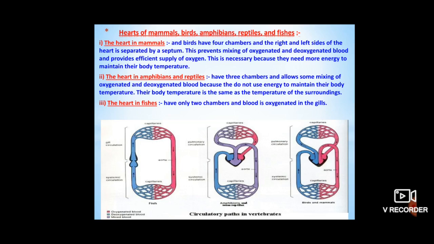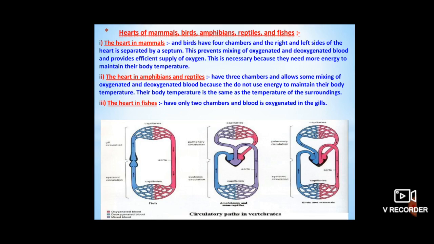Same like that, mammals and birds also have four chambers, that is, the right and left sides of the heart are separated by the septum. This also helps to avoid the mixing of oxygenated and deoxygenated blood, and provides an efficient supply of oxygen.